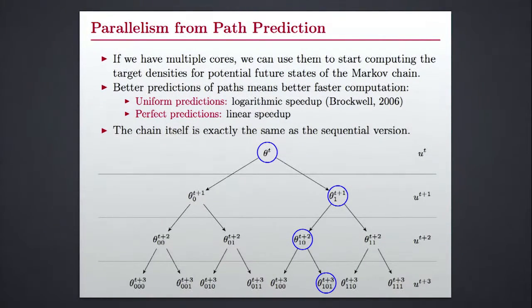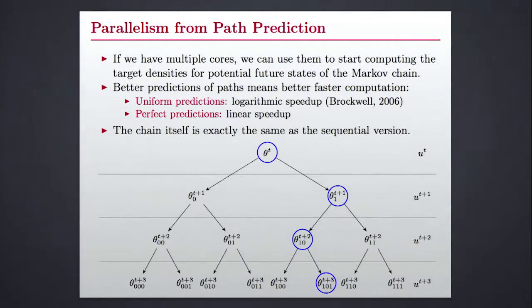Now that's kind of silly, because of course if I knew what the path was, I wouldn't bother computing all this stuff. But nevertheless, I can make noisy predictions. And if those predictions are pretty good, then that allows me to get some parallelism, even though it's only a single sequential Markov chain. Okay? So we call this parallel predictive prefetching, because the idea is we're going to prefetch these results, like target values, and we're going to do it in parallel based on making speculative predictions about where we're going to land. All right?